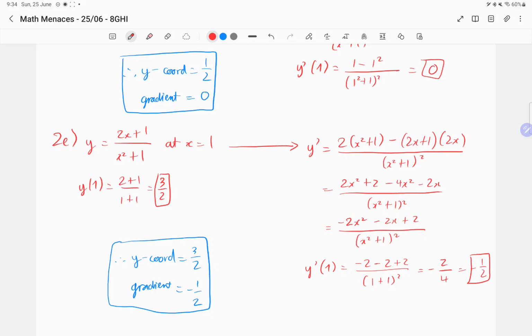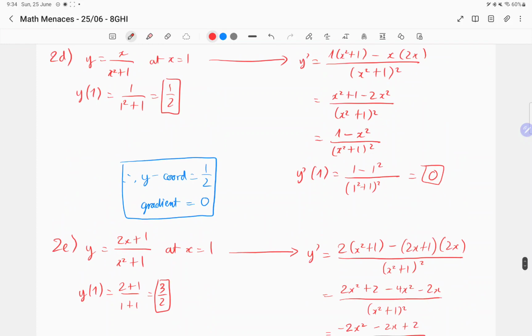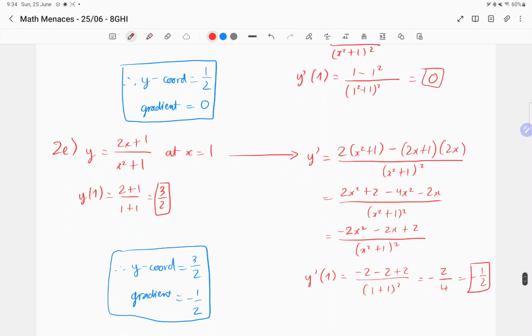Okay, that's question 2. Next will be question 4. Sarah, where are you up to? Starting 2e? Okay, you can skip 2e for now and move on to question 4 first, because if you can do 2d, then 2e is quite similar. It's just another quotient rule. So move on to question 4 first. For ABC, we're doing all of ABC.